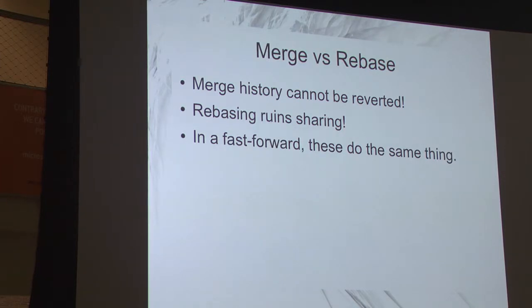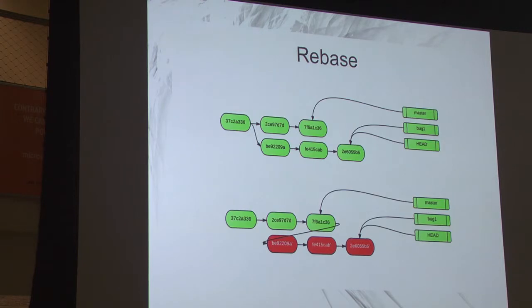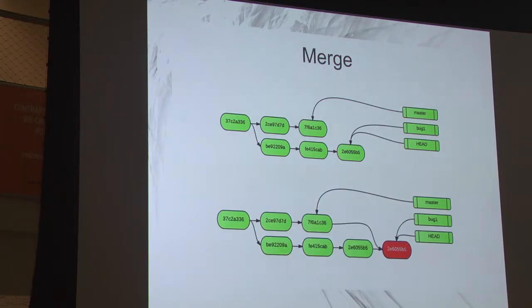Merging, however, has its own set of problems. Merging cannot be reverted. You can revert the contents, but you cannot revert the history. So if you merge bug 1 in that previous example into master, you can revert the merge commit, but you can never revert the fact that you have already merged it. If you try to merge it again at a later time, none of your changes will come across.